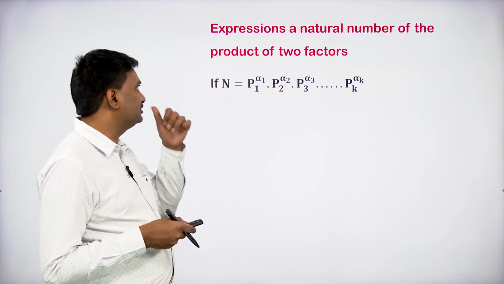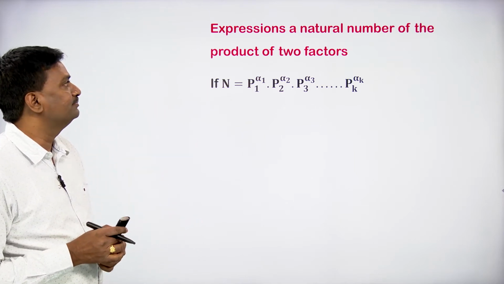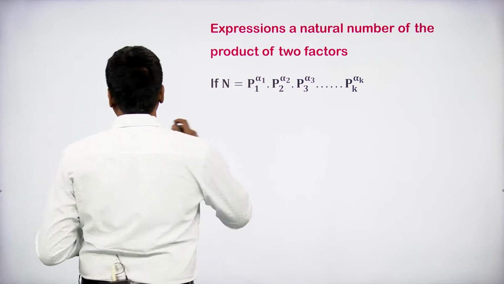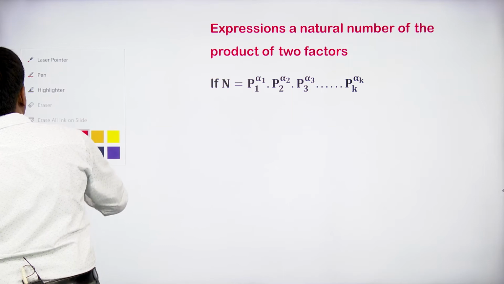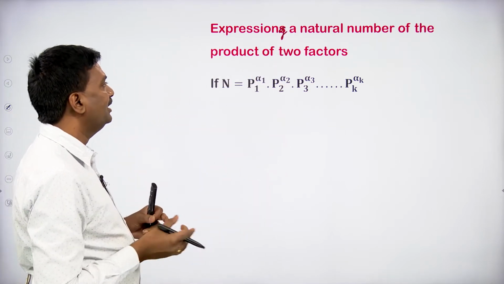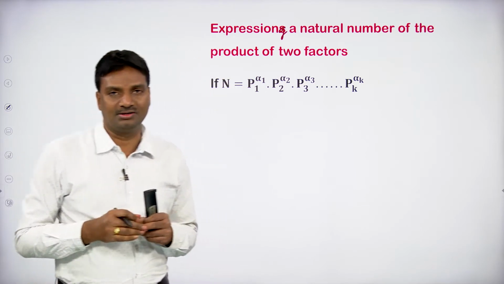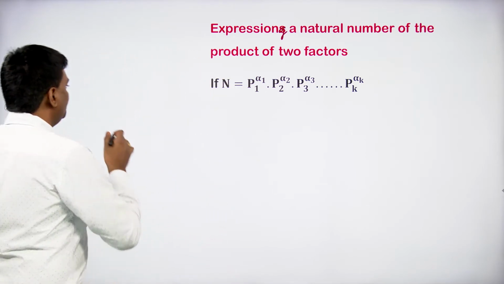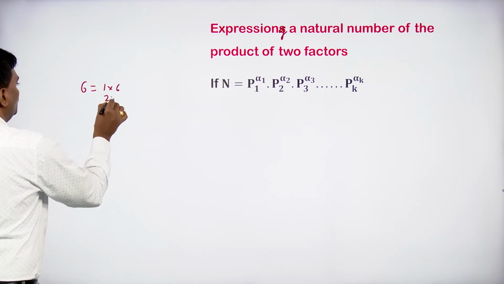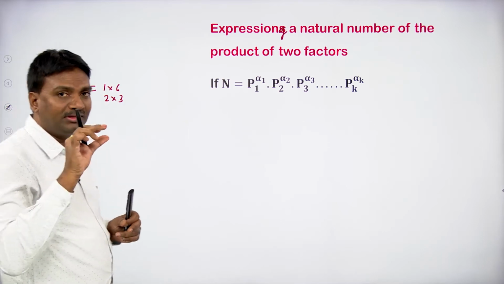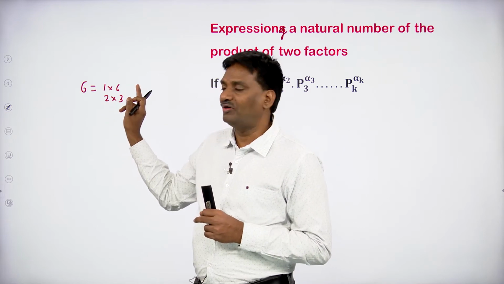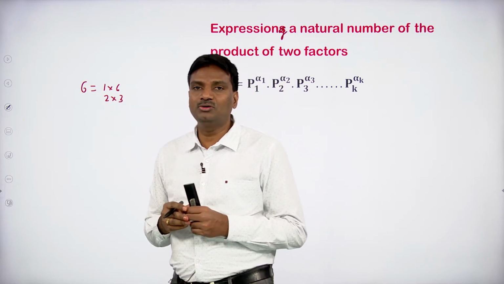Now, look at this: expressing a natural number as the product of two factors. So, for example, 6 is there, 6 can be written as 1 into 6, 2 into 3. So, we can express the number 6 as the product of two factors in two ways. First way is 1 into 6, second way is 2 into 3.